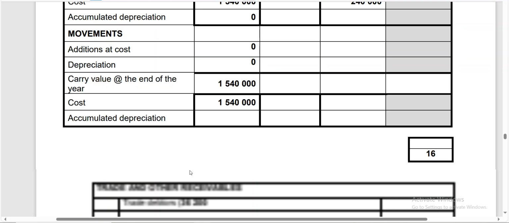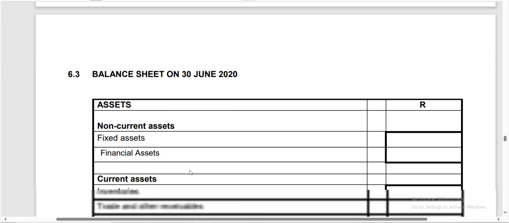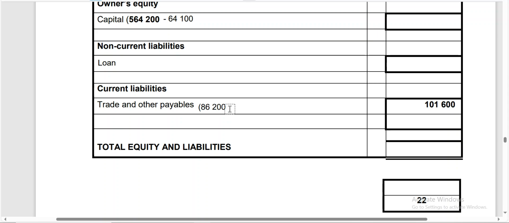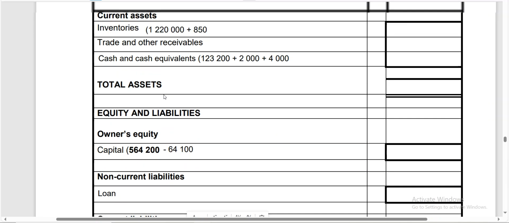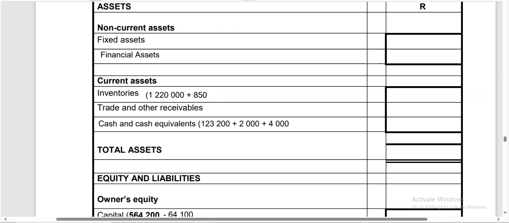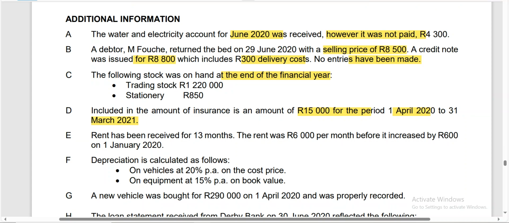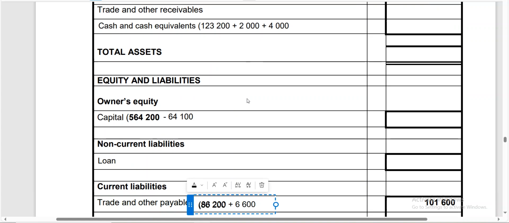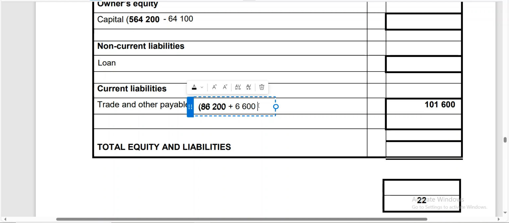Remember, income received in advance is part of trade and other payables. So under trade and other payables, we're going to say 86,200. Then we're going to say plus 6,600, and then remember, we were also supposed to add the 4.3. I think I forgot to add it. Remember that 4.3 for the water and electricity, that was not paid, so it will come here. So it will be plus that 4.3 also for the water and electricity that was not paid. I nearly forgot it. So you must make sure, guys, that you work on your time.